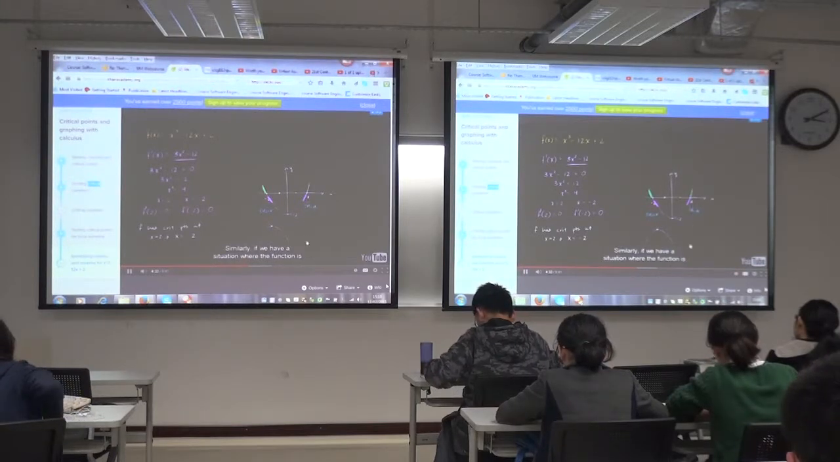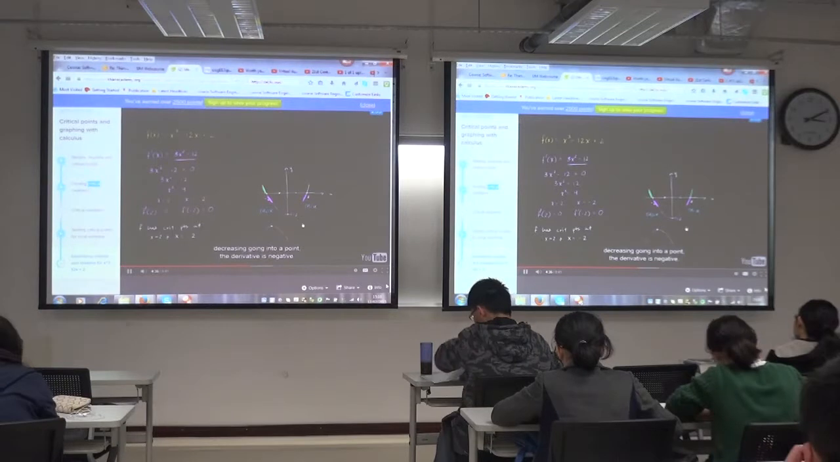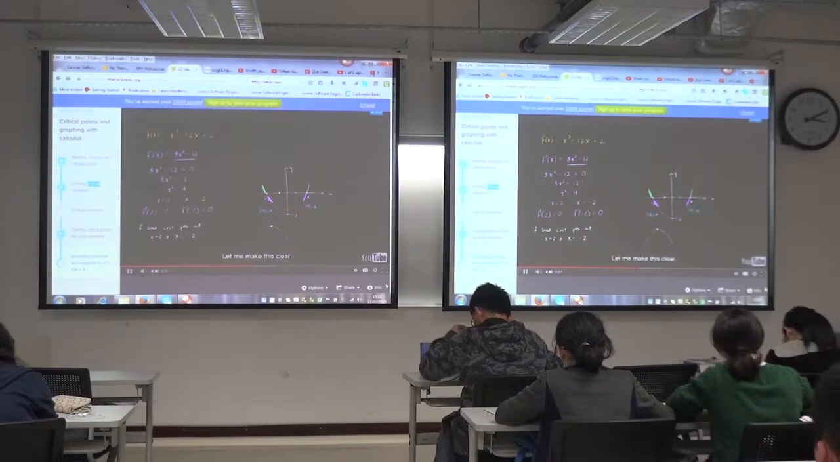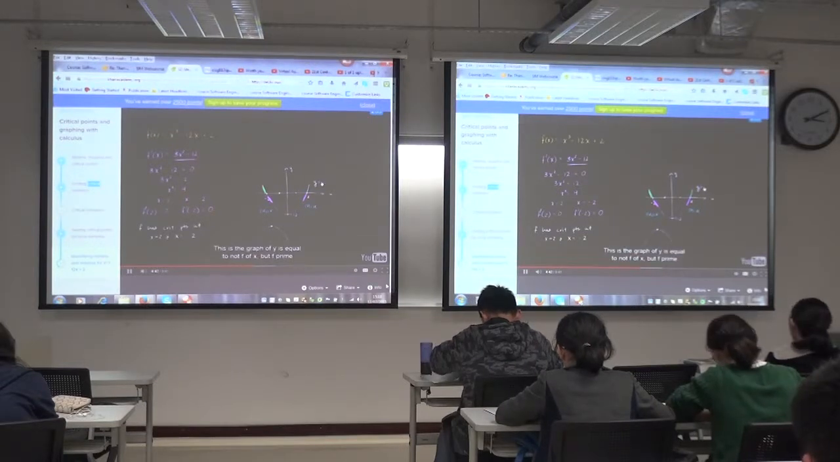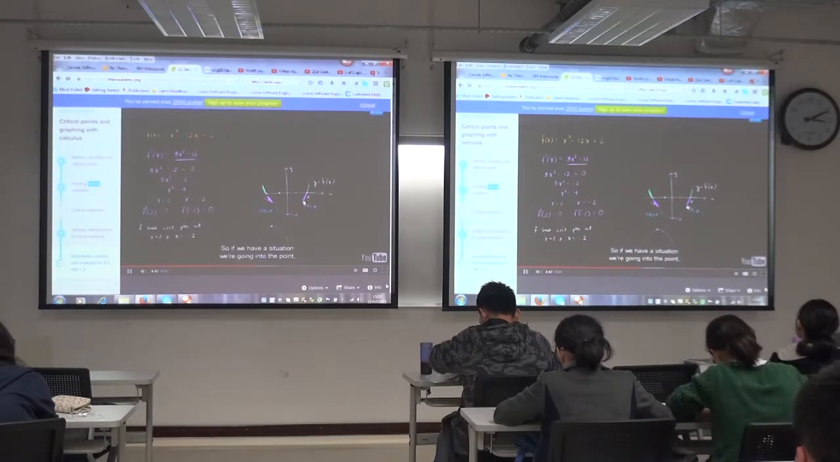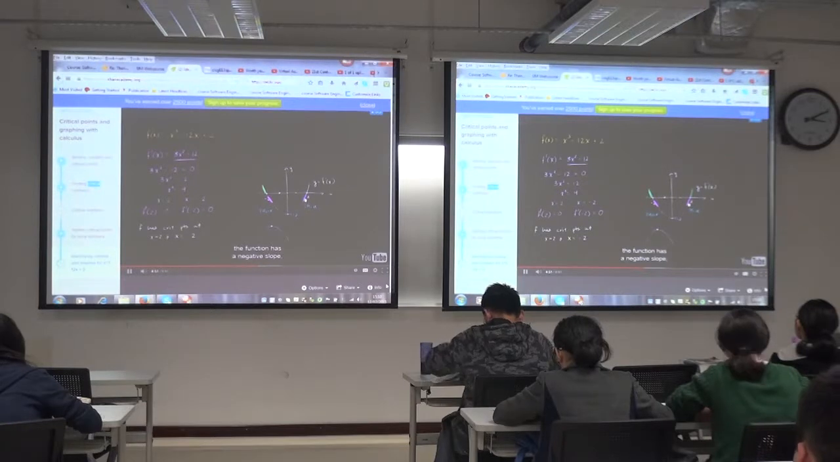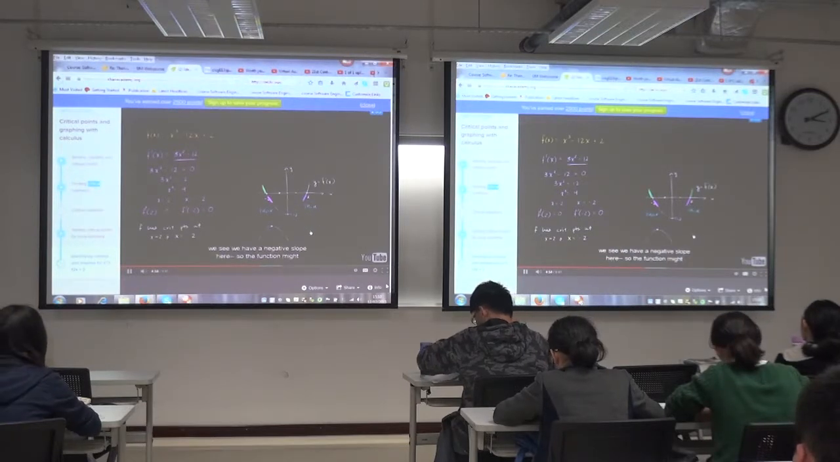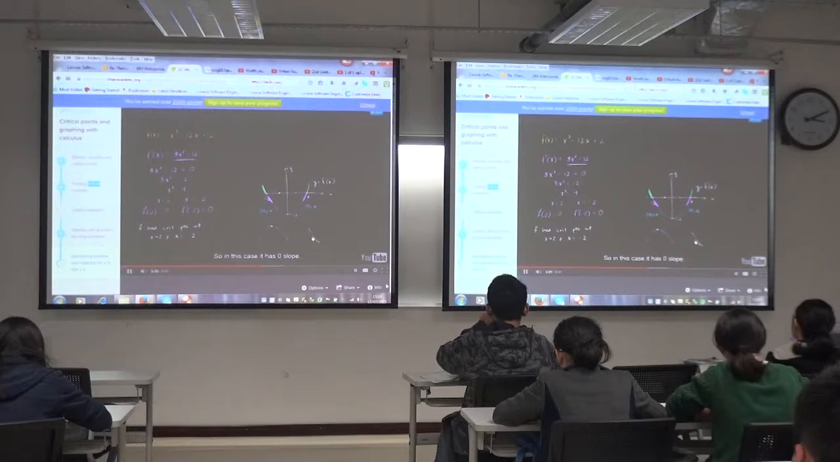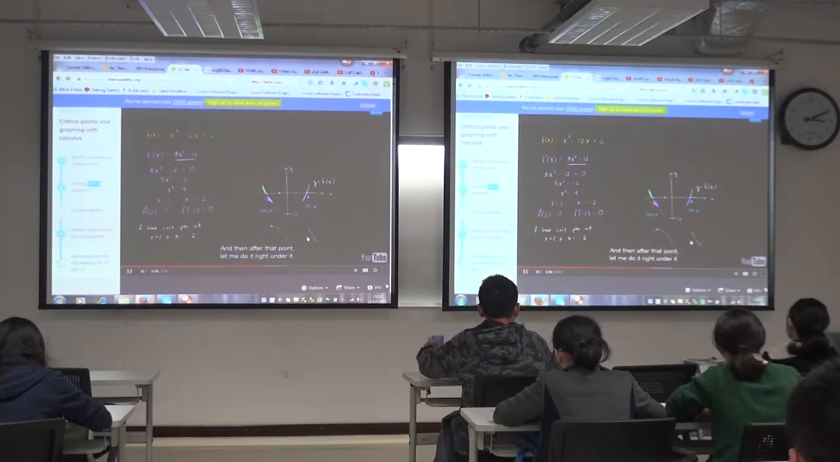Similarly, if we have a situation where the function is decreasing going into a point, the derivative is negative. Remember, this is the graph of the derivative. Let me make this clear. This is the graph of y is equal to not f of x, but f prime of x. So if going into the point the function has a negative slope, the function might look something like this. And then right at this point, the function is either undefined or has 0 slope, so in this case it has 0 slope.